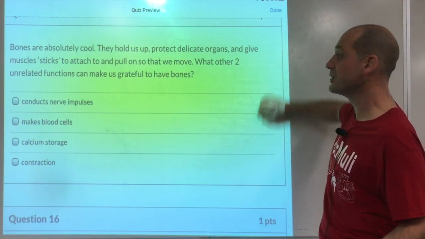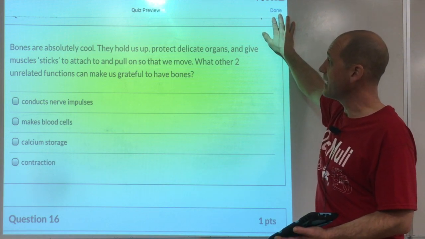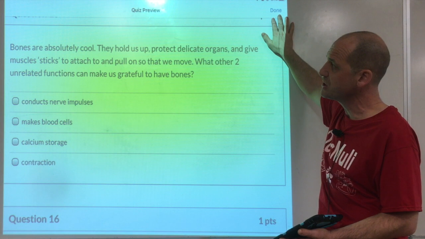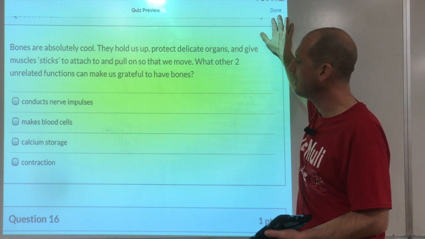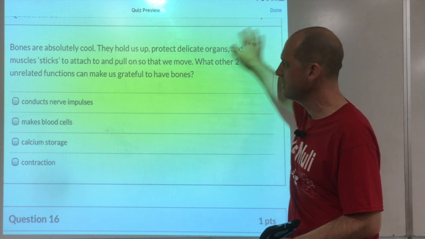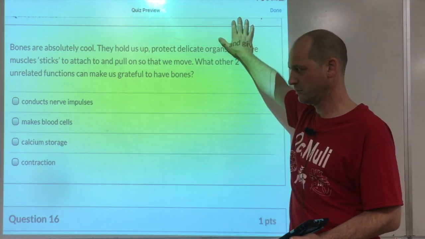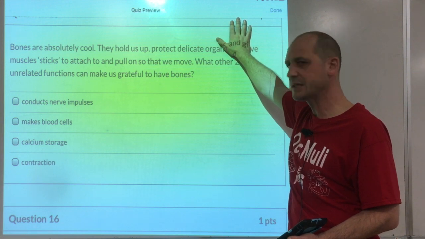Now you get to the bones. They're so cool. I like bones, as you can probably tell. They hold us up, protect delicate organs, and give muscles sticks to attach to and pull on so that we move. What two other unrelated functions can make us grateful to have bones? Make blood cells and store calcium.